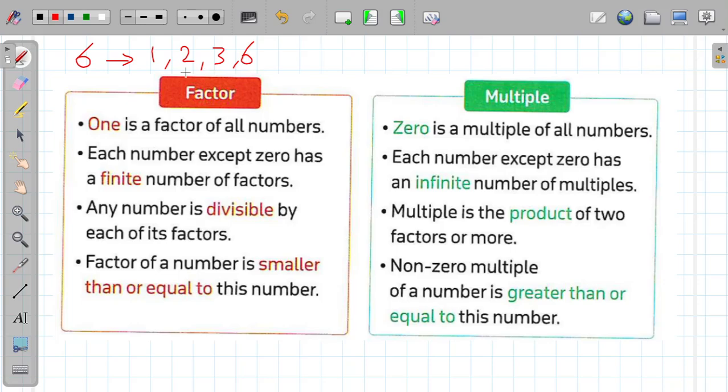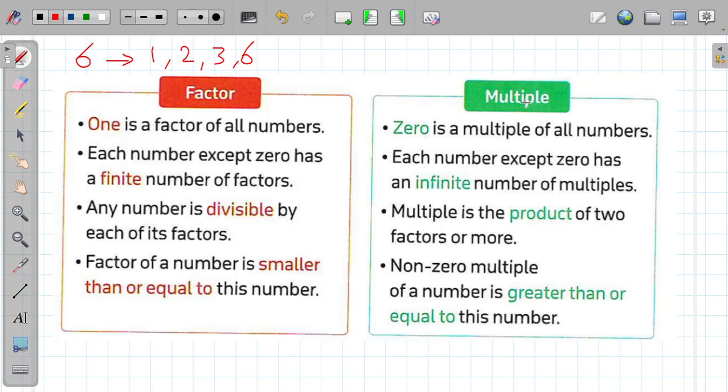Okay? Next, I can say a factor of a number is smaller than or equal to this number. So any factor of 6 is less than or equal to 6. But I don't have a factor that is more than 6, okay?